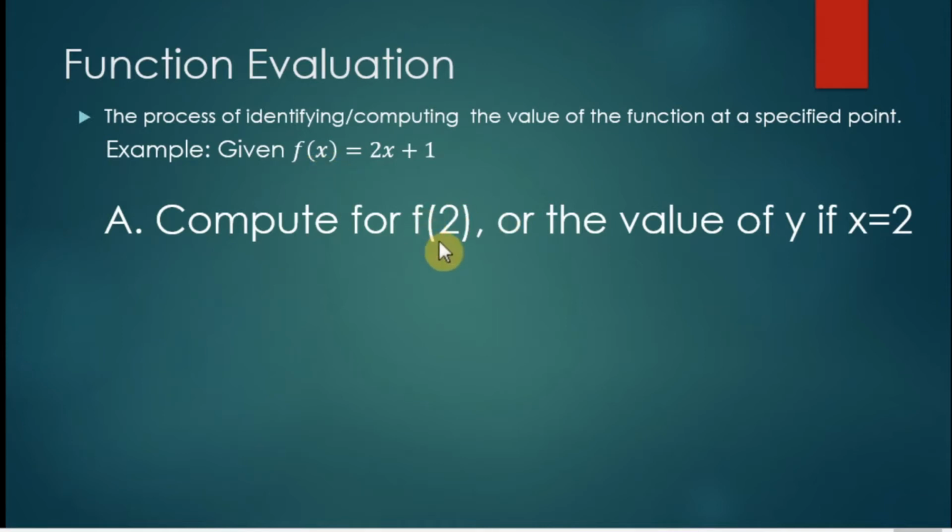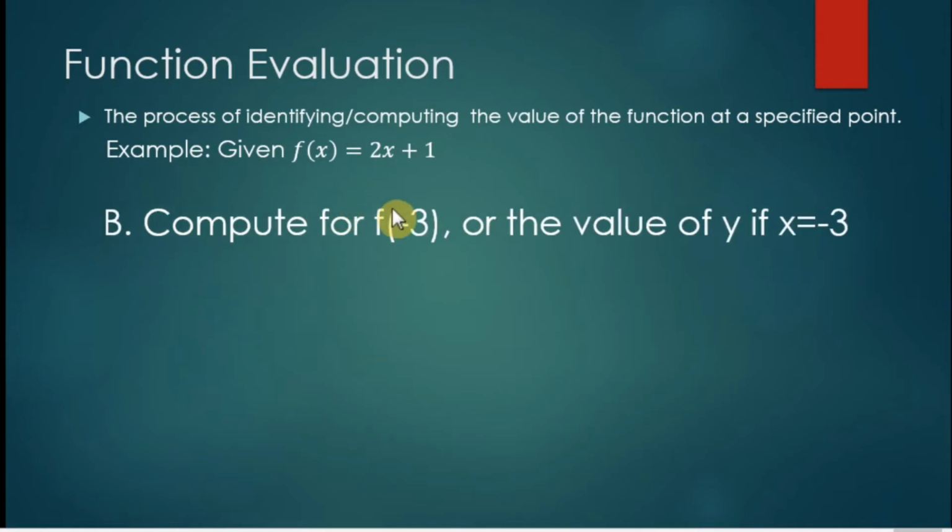For example, f of 2. What do we mean by this expression? We are going to compute for the value of the function f if we set x equal to 2. This is the same as saying that we are going to substitute 2 to all x in the right hand side of our function. So we have 2x, but if we substitute 2 to x, then it becomes 2 times 2 plus 1. The value of the function at x equal to 2, or that is f of 2, is simply 5.